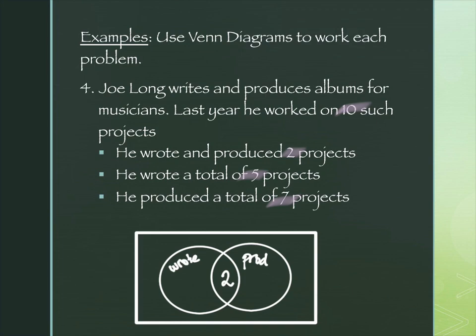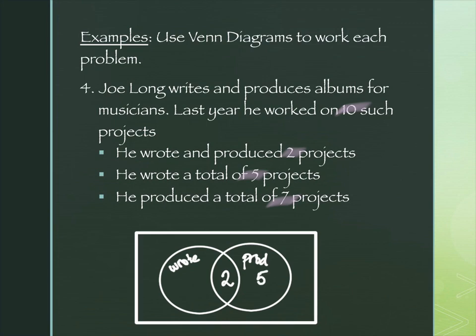Make it equal 7 on the produce side and 5 on the wrote side. Excellent. So let's do one at a time. You mentioned the 7 one first, so I'll start there. Over here, this is my produced category, and it says that he produced 7. So that does not mean I put a 7 in the outside circle. It means the whole circle has to add up to 7. So how many goes in the outer circle? 5. You got it.